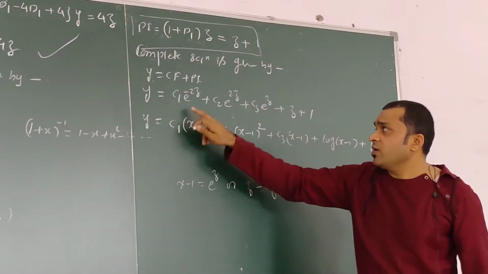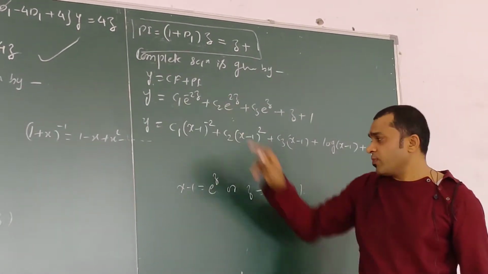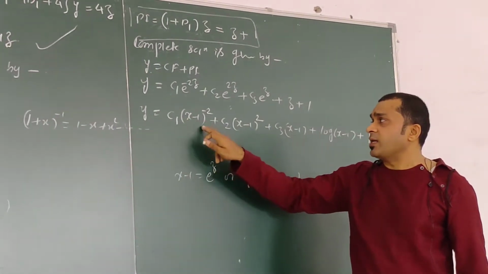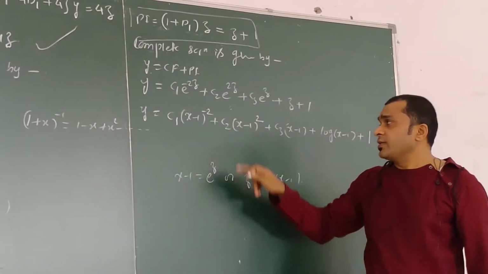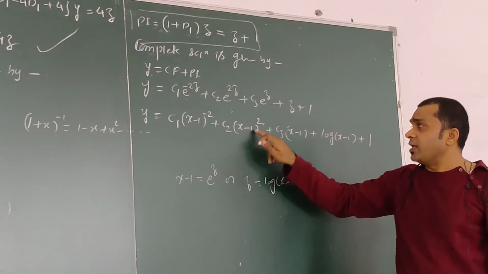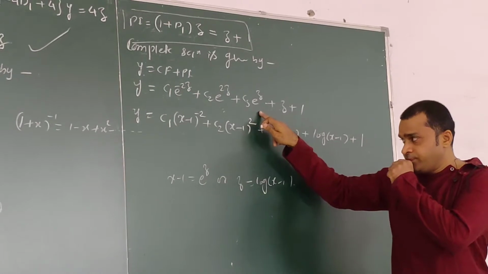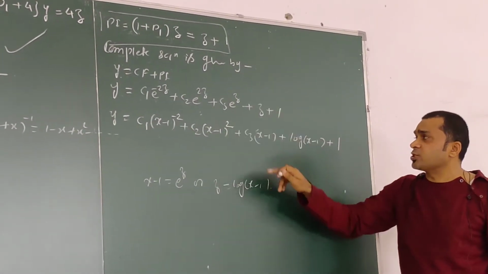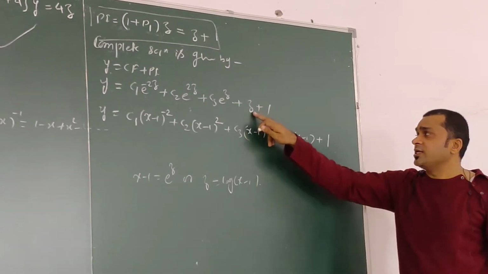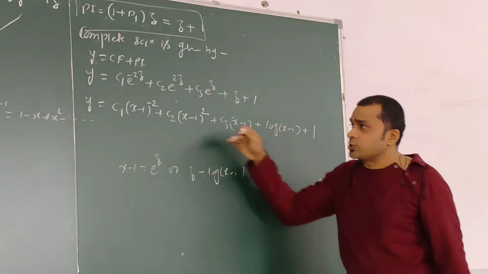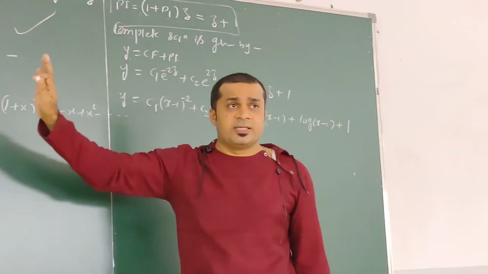So it is c1 e raised to the power minus 2z is here. We have taken e raised to the power z as x minus 1, so this will be written as x minus 1 to the power minus 2. Then plus e raised to the power 2z, that will be written as x minus 1 square. Then e raised to the power z is replaced by x minus 1, and z is log of x minus 1, plus 1. So this is the solution for the given Legendre equation.